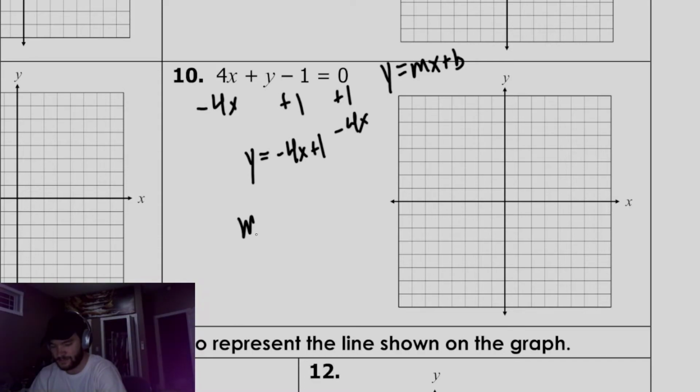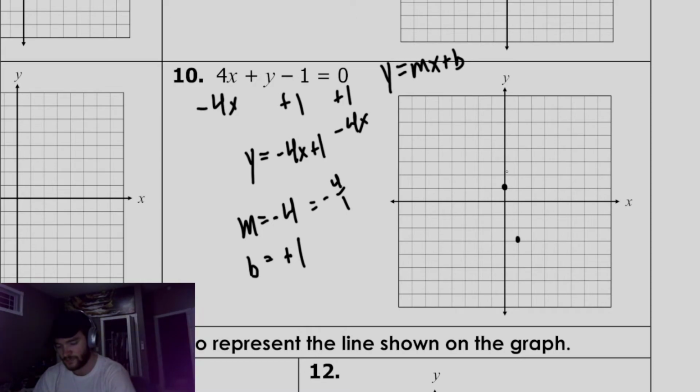So my m equals negative 4. So I'm going to have a downward sloping slope. And then my b equals positive 1. So plus 1. Don't know why I had almost made it negative. But okay, so at 1, right there. Looking good so far. And now I'm going to be going down 4. 1, 2, 3, 4 over 1, because this is the same thing as saying negative 4 over 1.